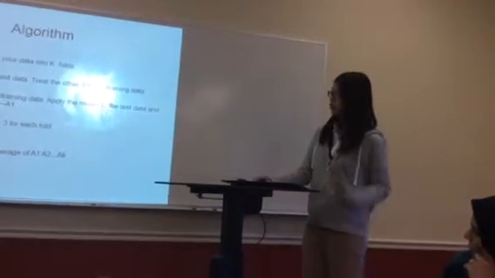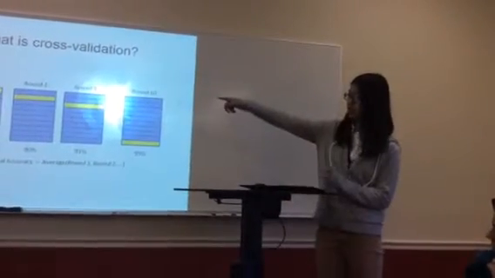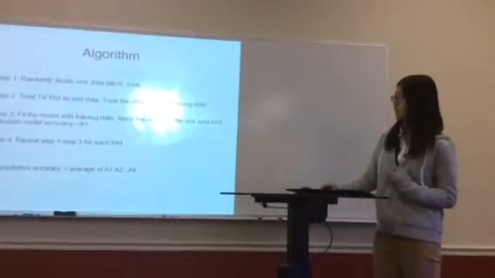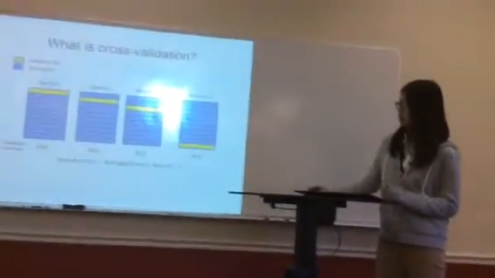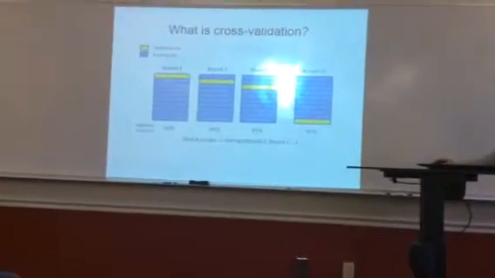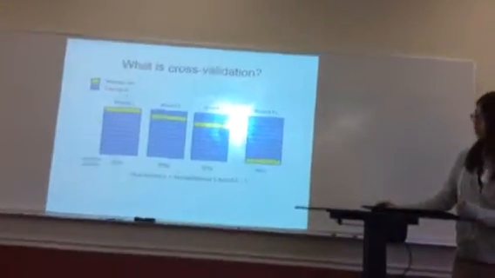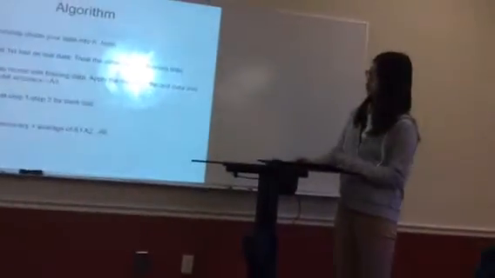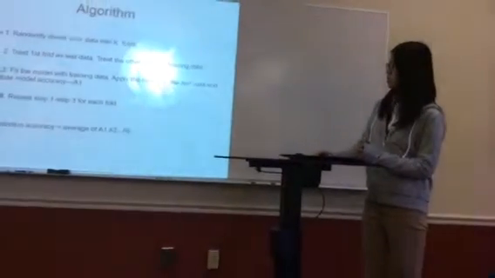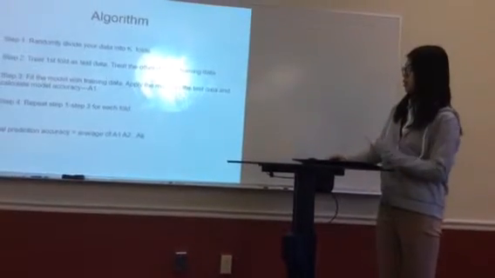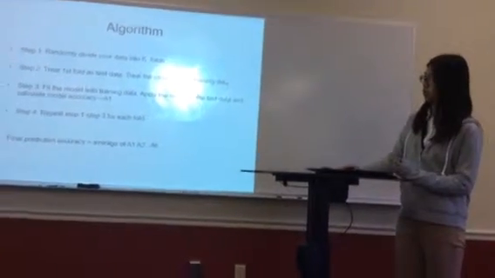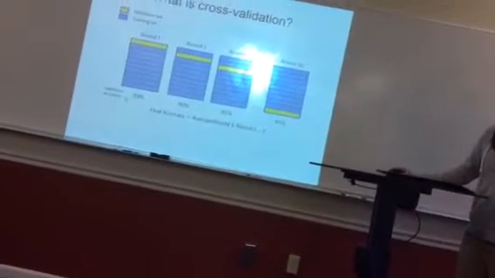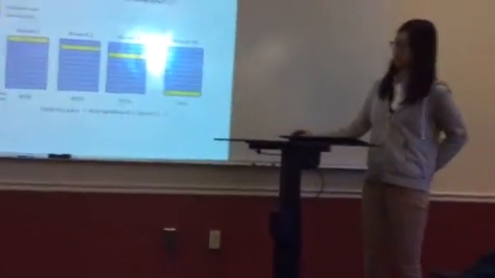In step 2, we treat the first fold, just the yellow part, as our test data, and the other 9 folds together are our training set. Then we fit our model with the training set, and that's what step 3 says. Then we apply the model to the test data and calculate the model accuracy. Here the validation accuracy is 93%.